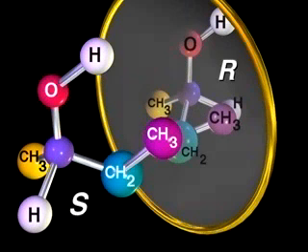The 2 optical isomers are distinguished by the letters R and S. Molecules such as this are called chiral.